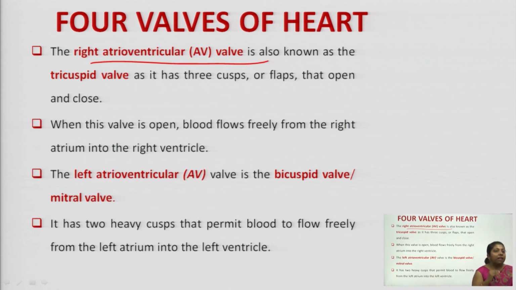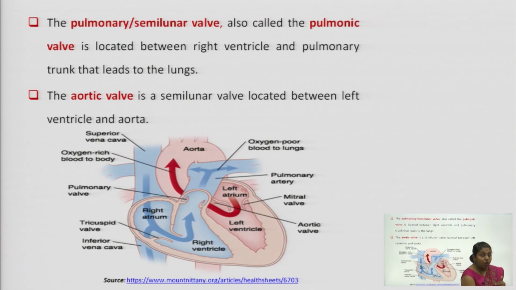Next valve is your left atrioventricular valve, which is also termed as bicuspid valve. So this left atrioventricular valve allows the blood flow from left atrium to left ventricle. So there are 2 valves that we have gone through here, right AV valve and left AV valve, that is tricuspid and bicuspid valve. So here it is the situation, that is your tricuspid valve, and here it is your bicuspid valve. Next 2 valves are your pulmonary valve and aortic valve.